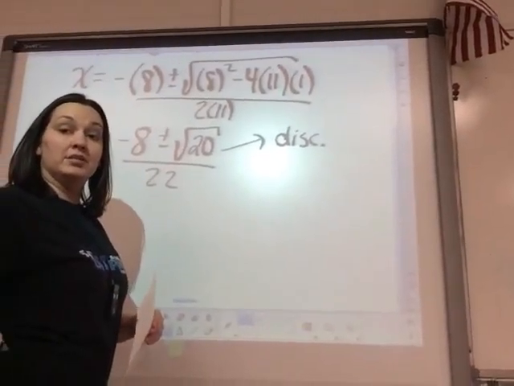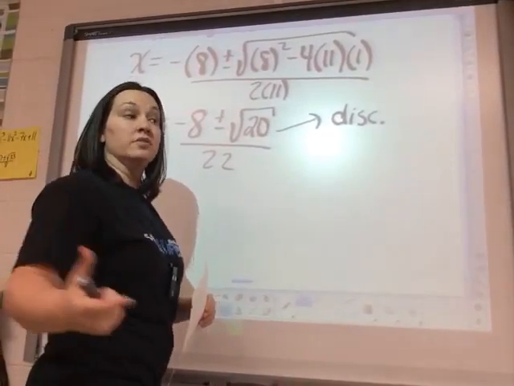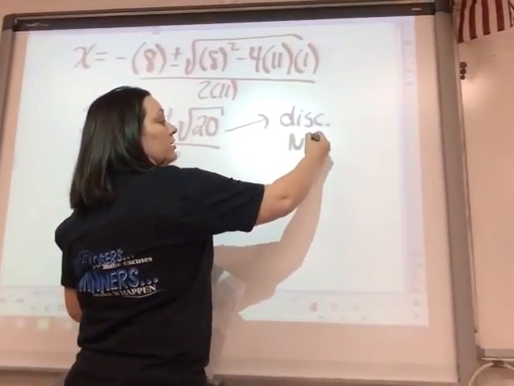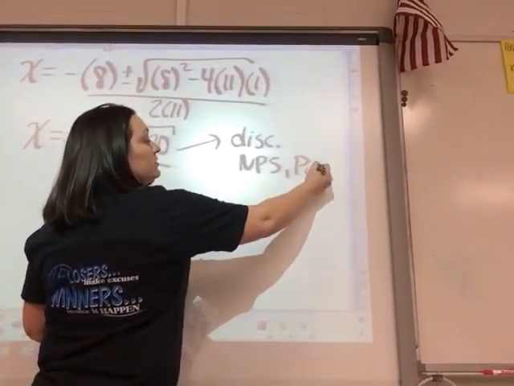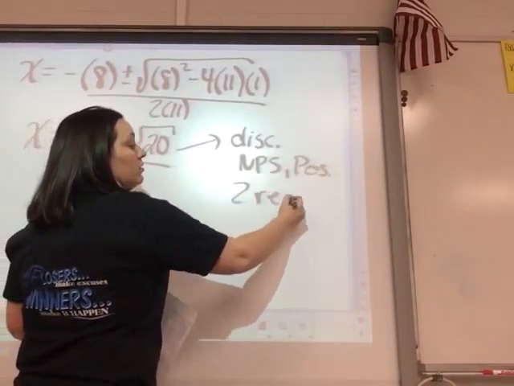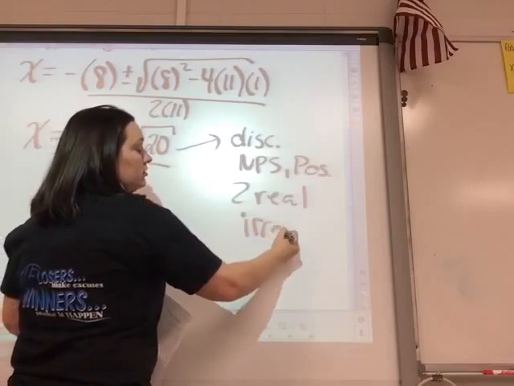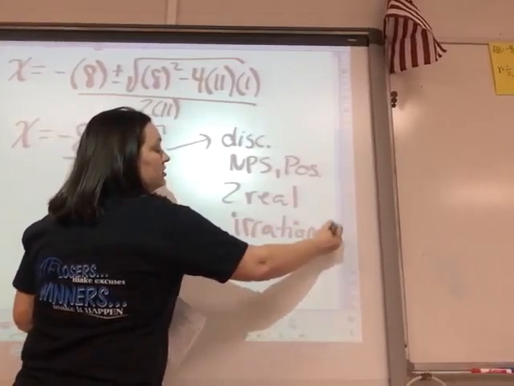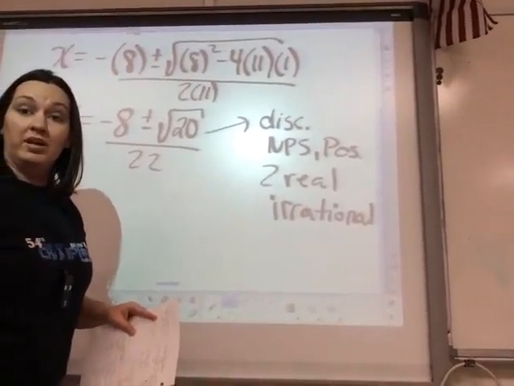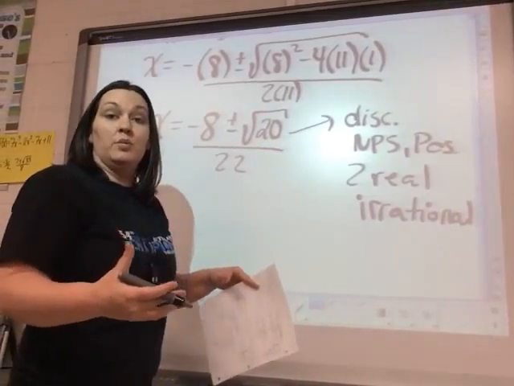20 is perfect. It's not a perfect square, but it's positive. So not a perfect square, but it's positive. That means two real but irrational solutions. And we just found them. They were irrational. They were not pretty answers. So we know we're correct.